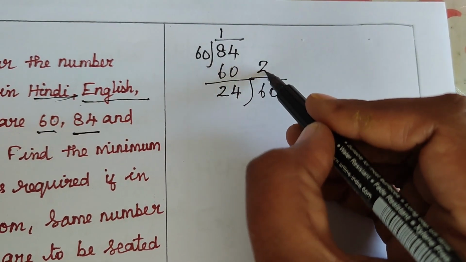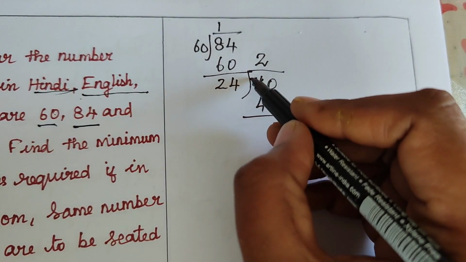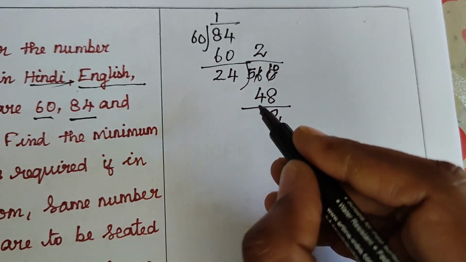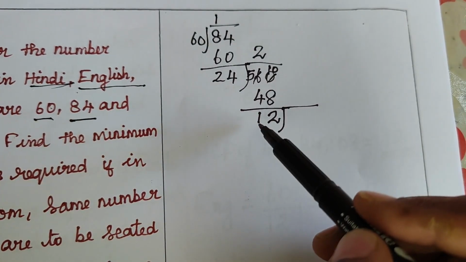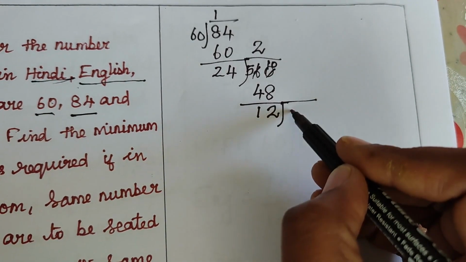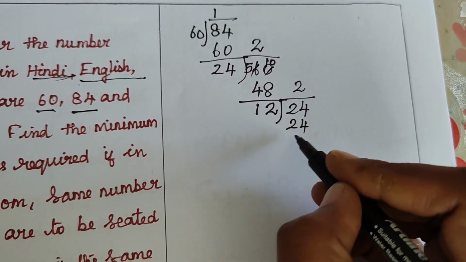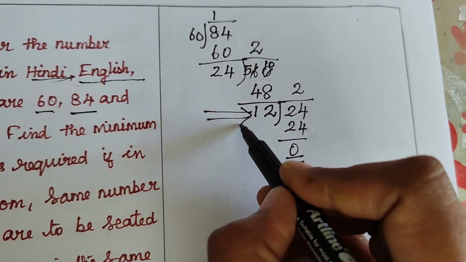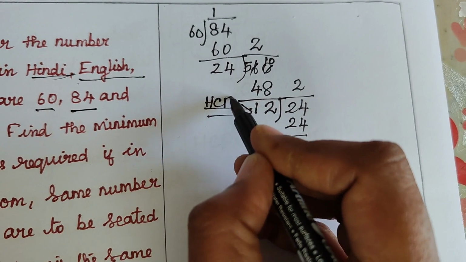24 goes in 60 two times, 48. On subtraction, we get 12. 12 becomes the divisor and 24 becomes the dividend. 2 times 12 is 24, 24 minus 24, 0. So the HCF of the first two numbers, 84 and 60, is 12.